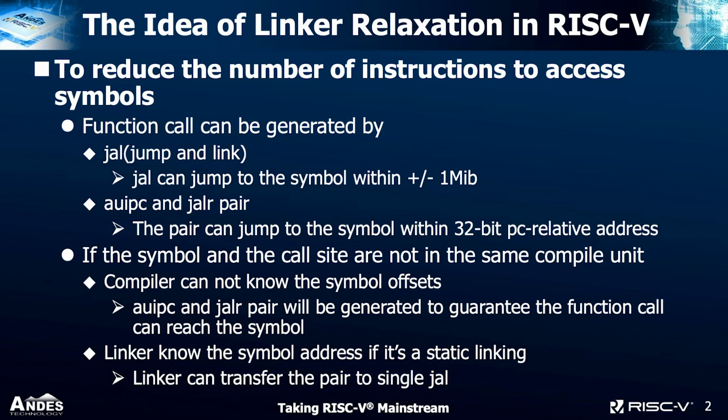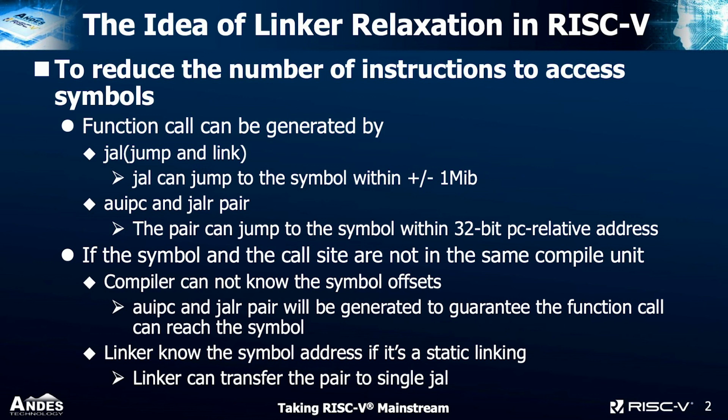If the symbol is out of 1 MB range, the compiler can generate the AUIPC and jump and link register pair. AUIPC can get the upper 20-bit PC-relative address of the symbol. Jump and link register can get the low 12-bit address. So the pair can jump to a symbol within a 32-bit PC-relative address.